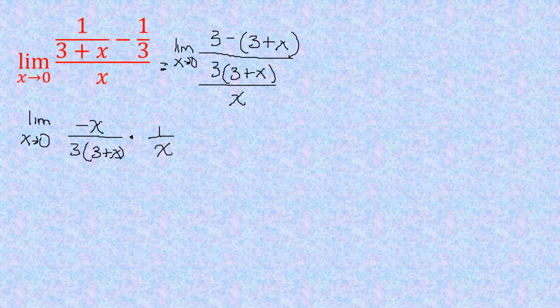If I try to do a direct substitution, I get 0 over 0. So let me simplify. The x's will cancel each other out, and I'm left with the limit as x approaches 0 of negative 1 over 3 times 3 plus x. Now I can just do a direct substitution because x is 0. And so now that x is 0, when I do my direct substitution, this just becomes negative 1 over 3 times 3, which is 9. And that is my answer.